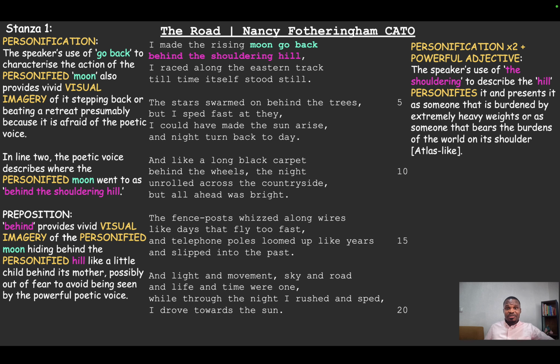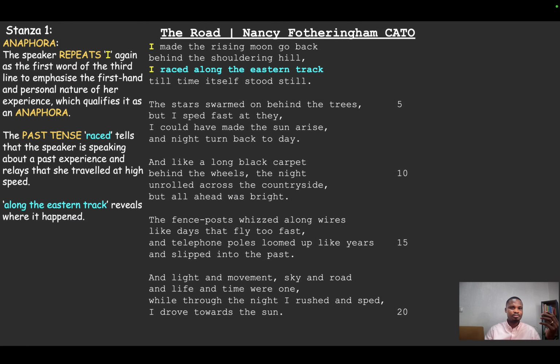Now the second personification is the hill. Remember, the moon is personified. Now the hill is also personified. So the speaker's use of shouldering to describe the hill personifies it and presents it as someone that is burdened by extremely heavy weights, or as someone that bears the burdens of the world. Just think in your mind's eye of Atlas, carrying the whole world on its shoulder. So that's that impression, the second personification of the hill.